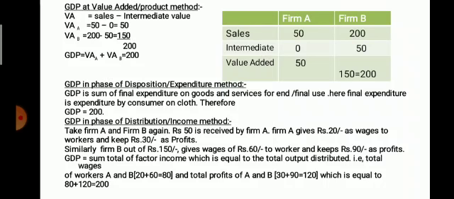GDP by expenditure method. That is the ultimate consumer is disposing his income, or he is spending his money on the use of cloth, that is 200.